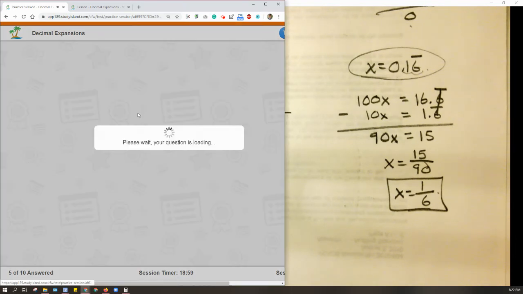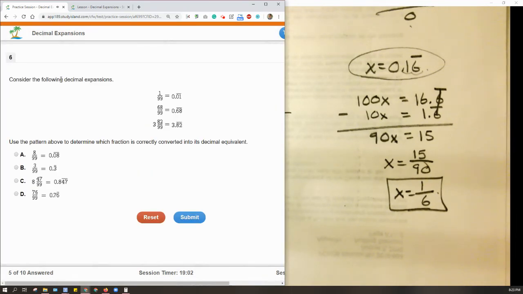Let's keep it going. Consider the following decimal expansions. 1/99 is 0.01 repeating. 68/99 is 0.68 repeating. 3 and 82/99 is 3.82 repeating. So again, it's just the numerator repeating. And since it's 99 on the bottom, it has to be 2 digits. 1 is only 1 digit, but if you write it as 0, 1, all of a sudden you've written the number 1 as a 2-digit number, 0 and 1. And you see the 0, 1 repeating.